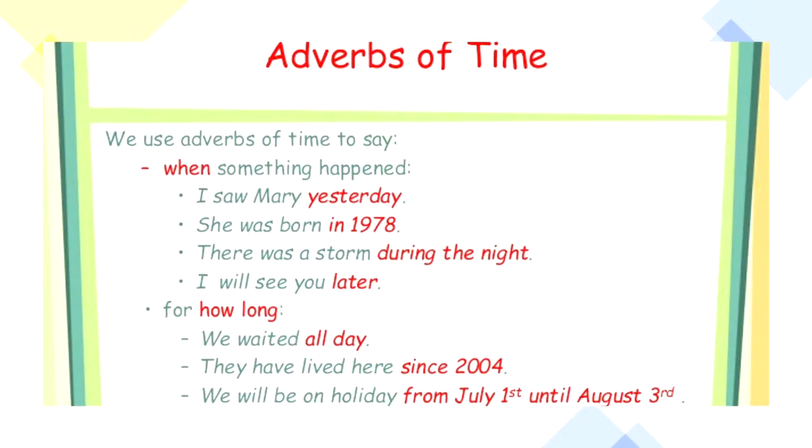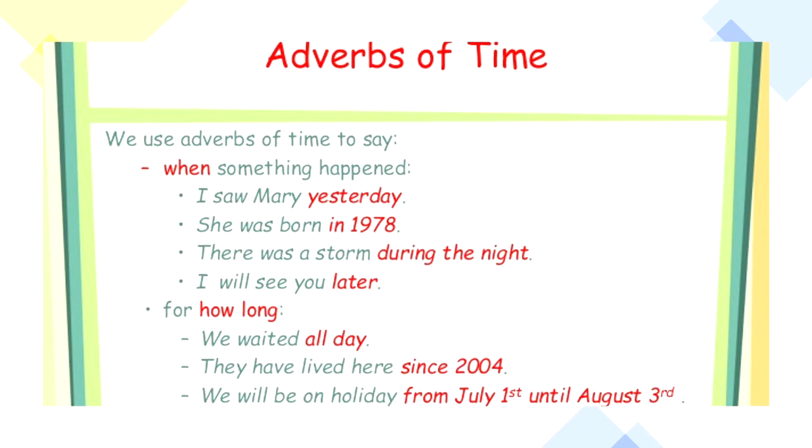Now next we have adverbs of time. Dear children, adverbs of time tell you when something happened. Like, I saw Mary yesterday. She was born in 1978. There was a storm during the night. I will see you later. Okay. So they tell you when your action is happening. Next, they also tell you for how long something is happening. We waited all day.